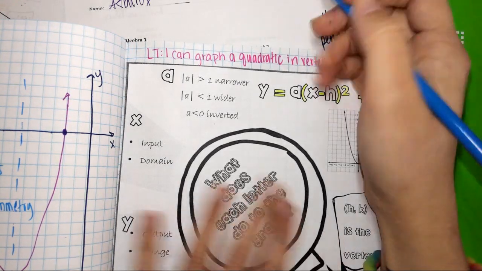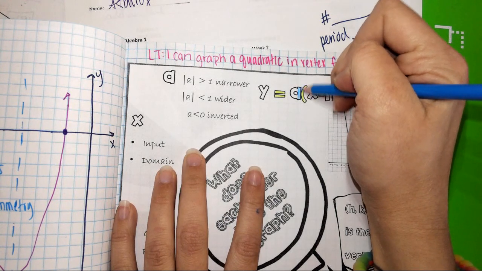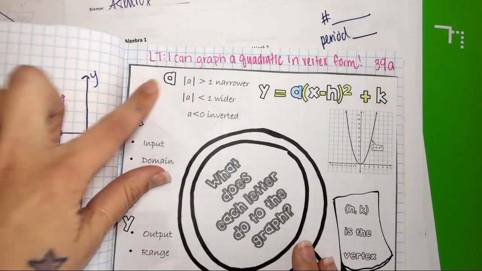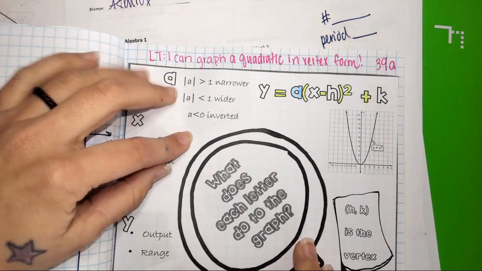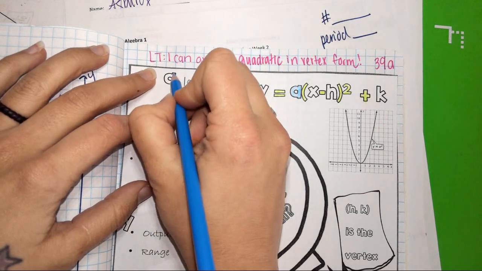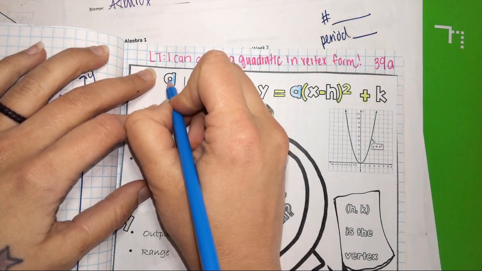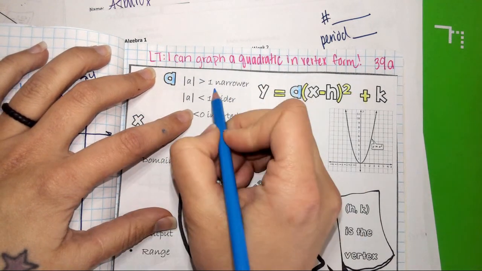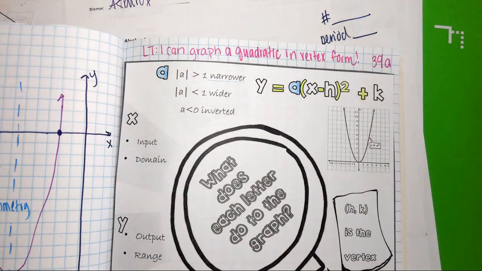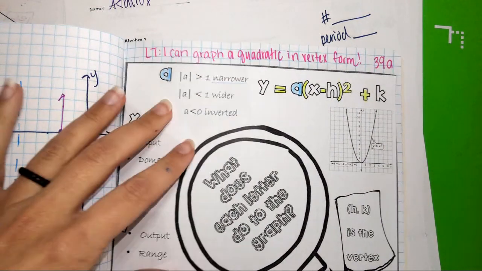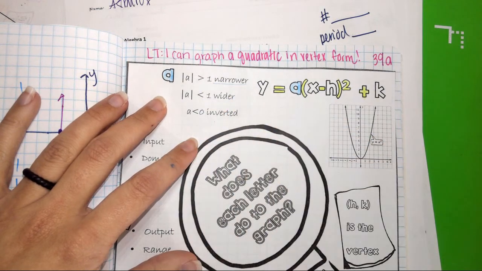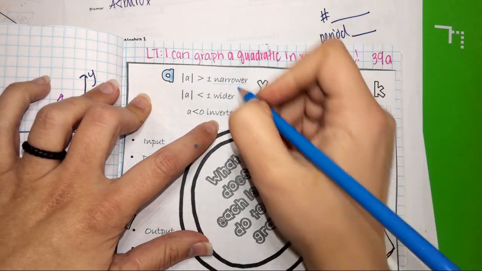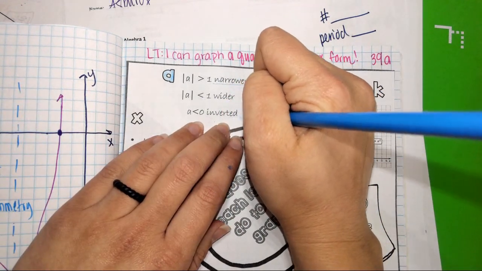Okay. So A is the number out front. And this A right here, it tells us what happens. So the absolute value of A, which means no matter what the number is, take the absolute value of it. And if it's greater than 1, it's a narrow graph. That means it stretches it, right? We've talked about that before. If we have a fraction, if it's less than 1, that makes it a wide graph. And if it's less than 0, it's inverted, which means that our graph looks like this.